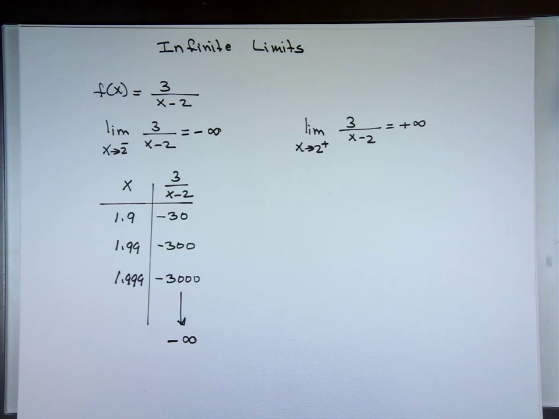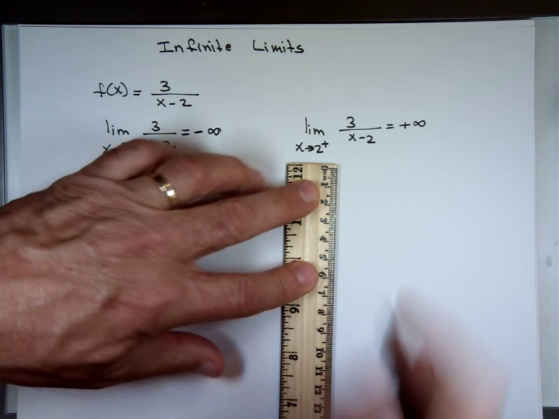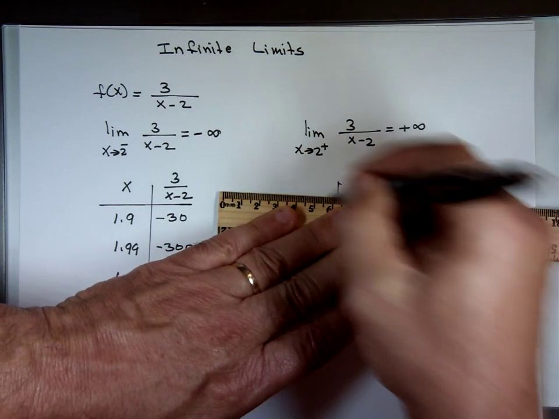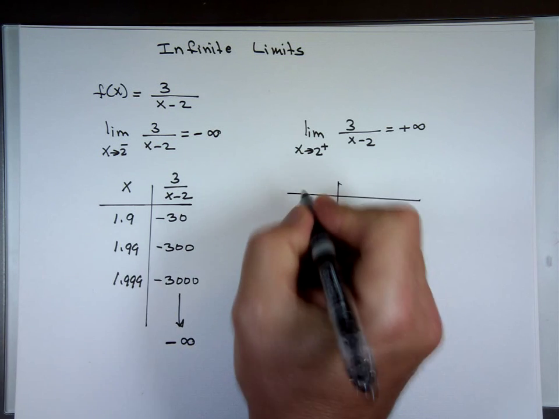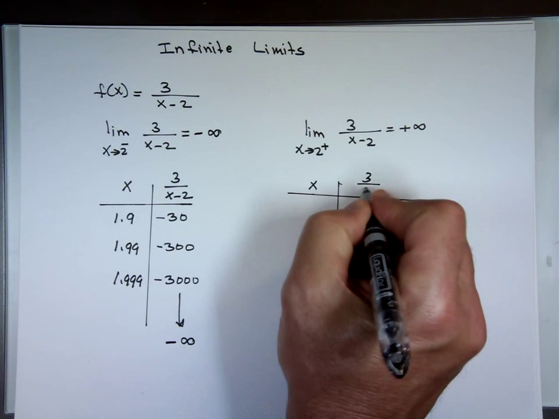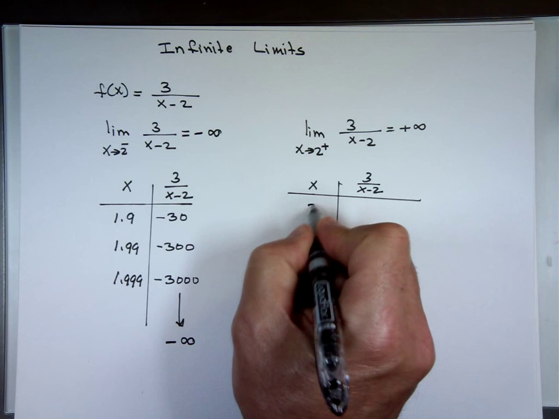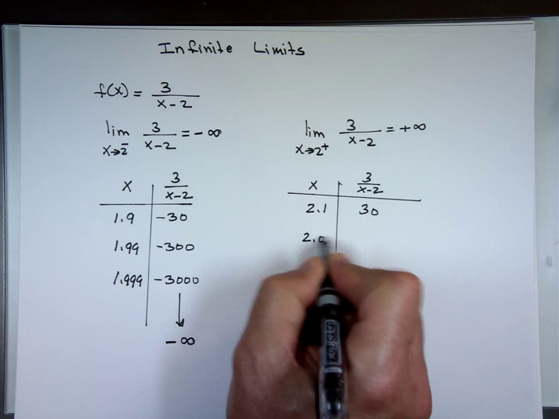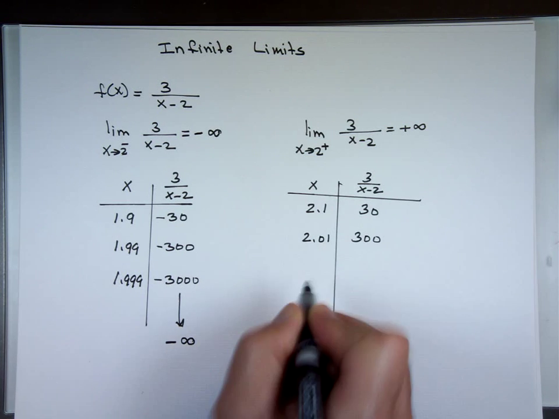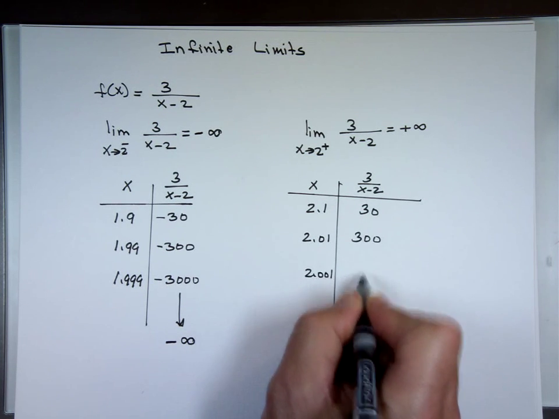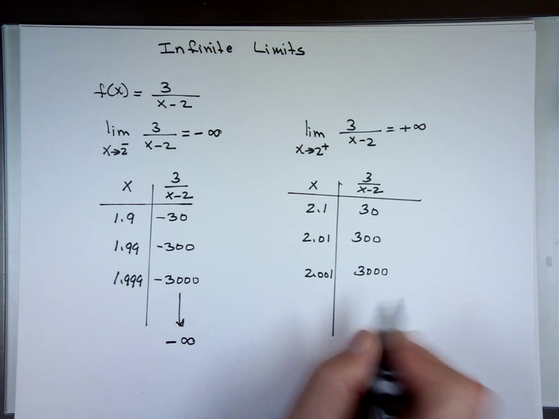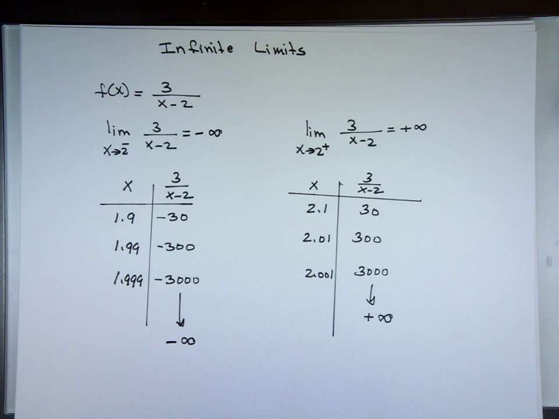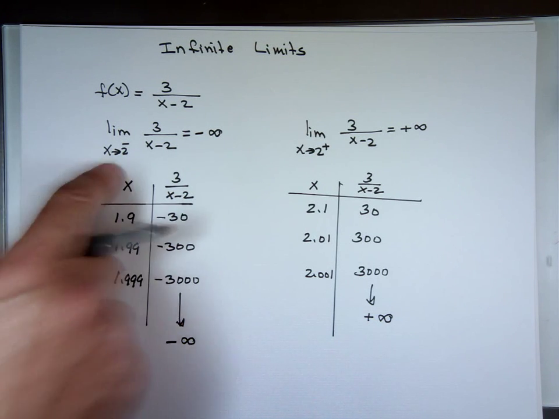For the right side, x and 3 over x minus 2. If I pick 2.1, that should give me 30. If I pick 2.01, it should be 300. 2.001 should be 3,000, positive. And you can see that number going toward positive infinity. But there is no limit as x approaches 2.